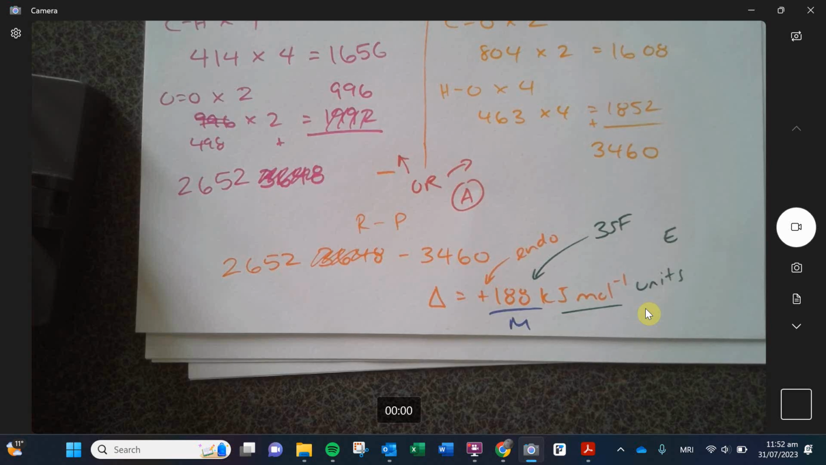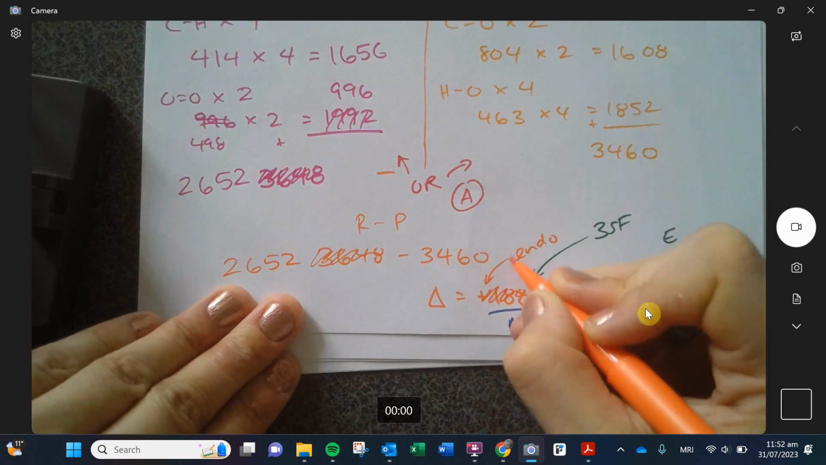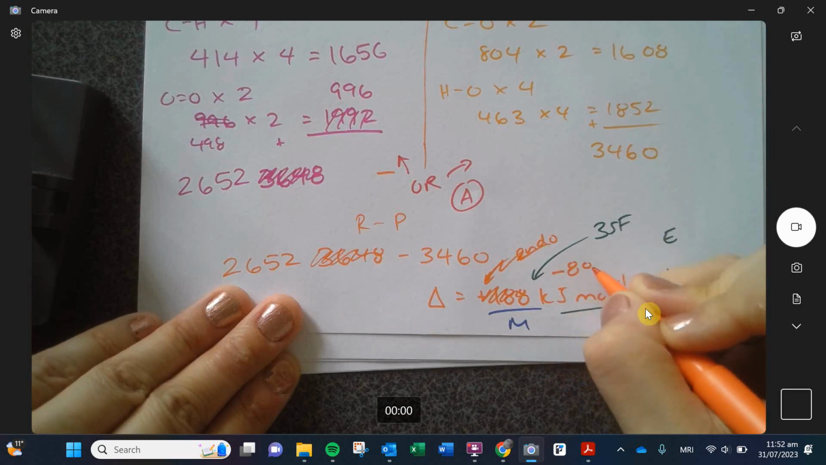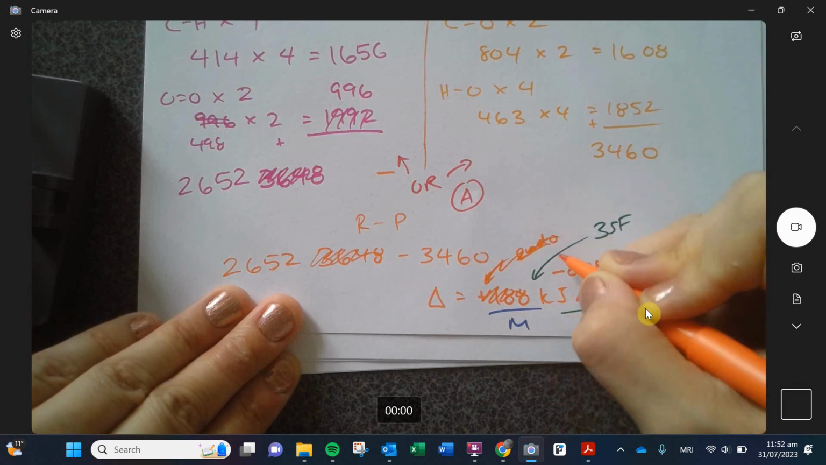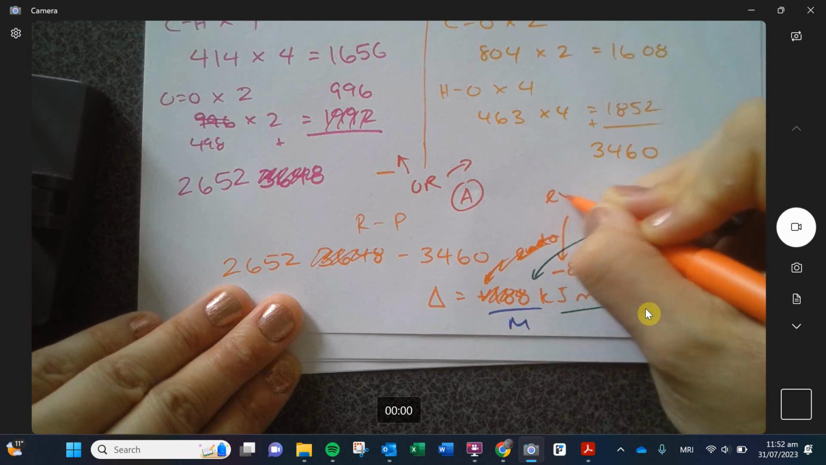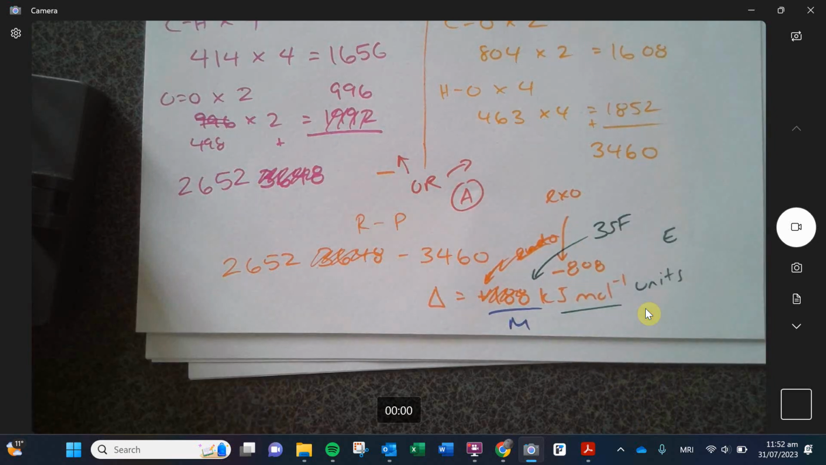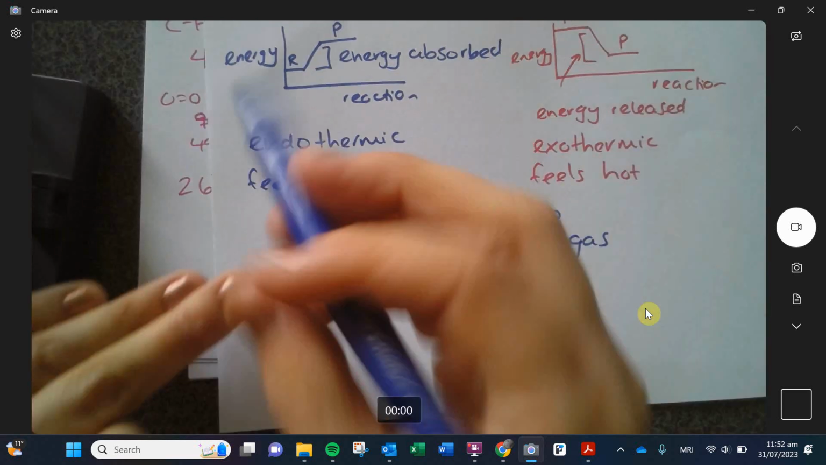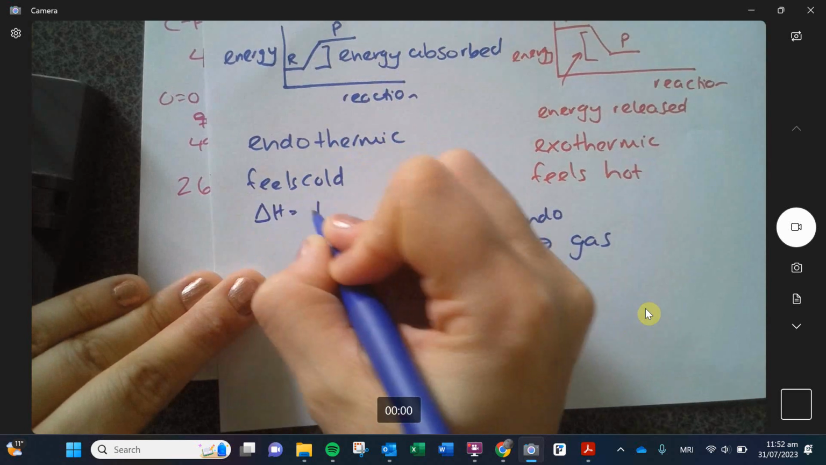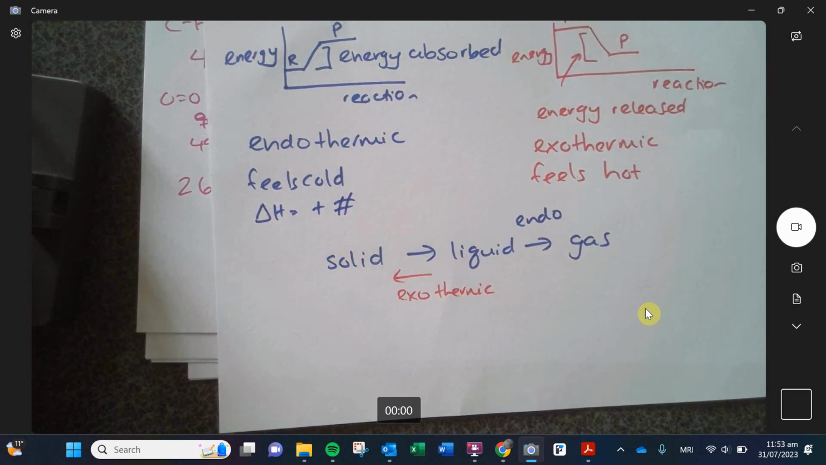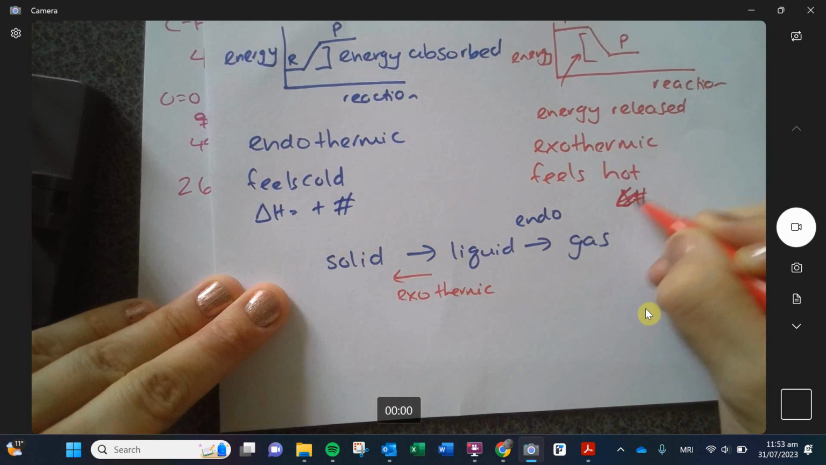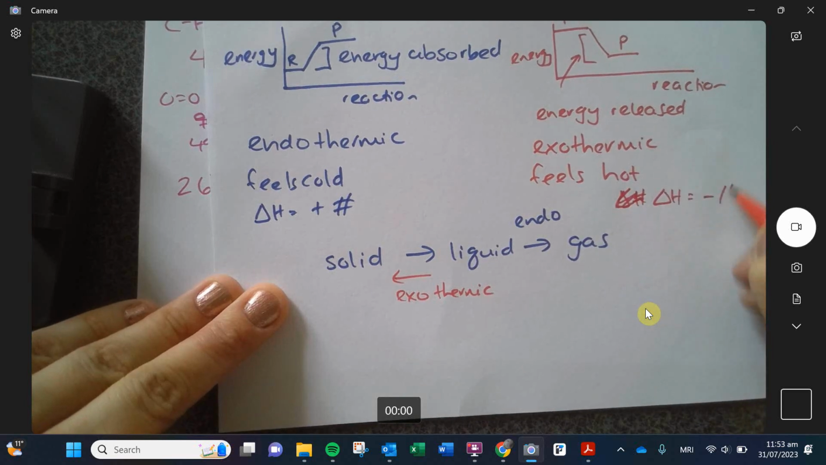Yeah, I knew something looked funny. All right, I was wrong. So that should be negative 808. And since it's a negative number, negative tells us exothermic. And I can add that to the beginning notes as well. So the delta H would be a positive number. And this one, the delta H would be a negative number.